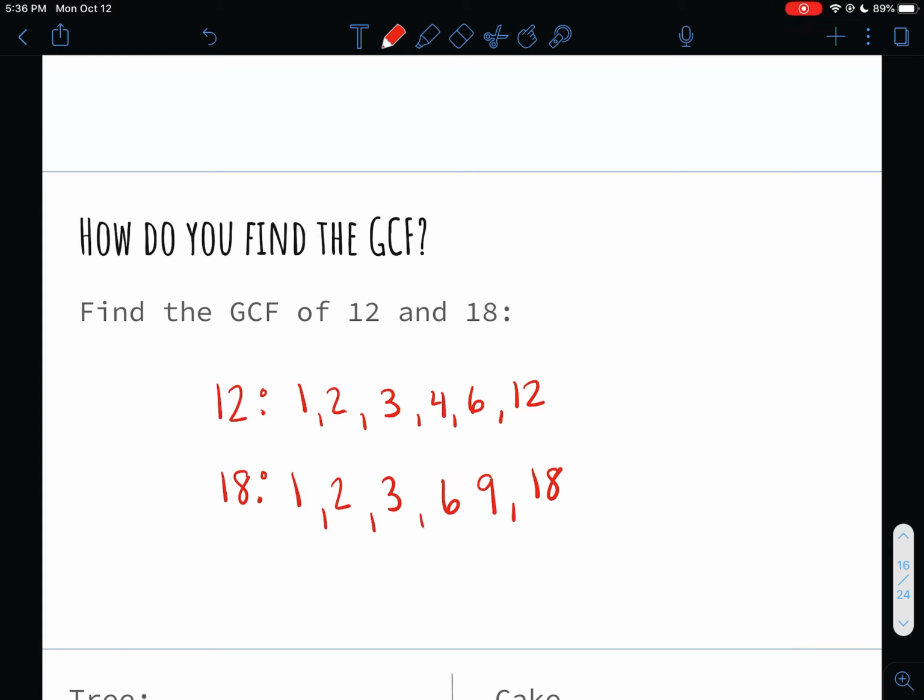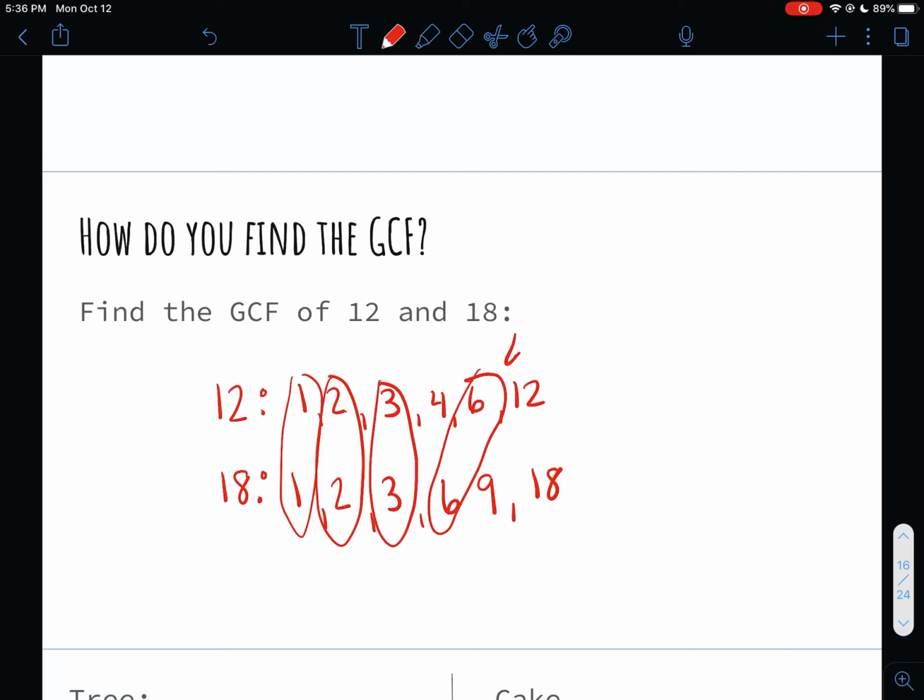And that is all. Okay, so then after that, you want to look for all of the numbers they have in common. 1 in common, 2 in common, 3 in common, 6 in common. The greatest common factor is the greatest number or greatest factor they have in common, which is 6.